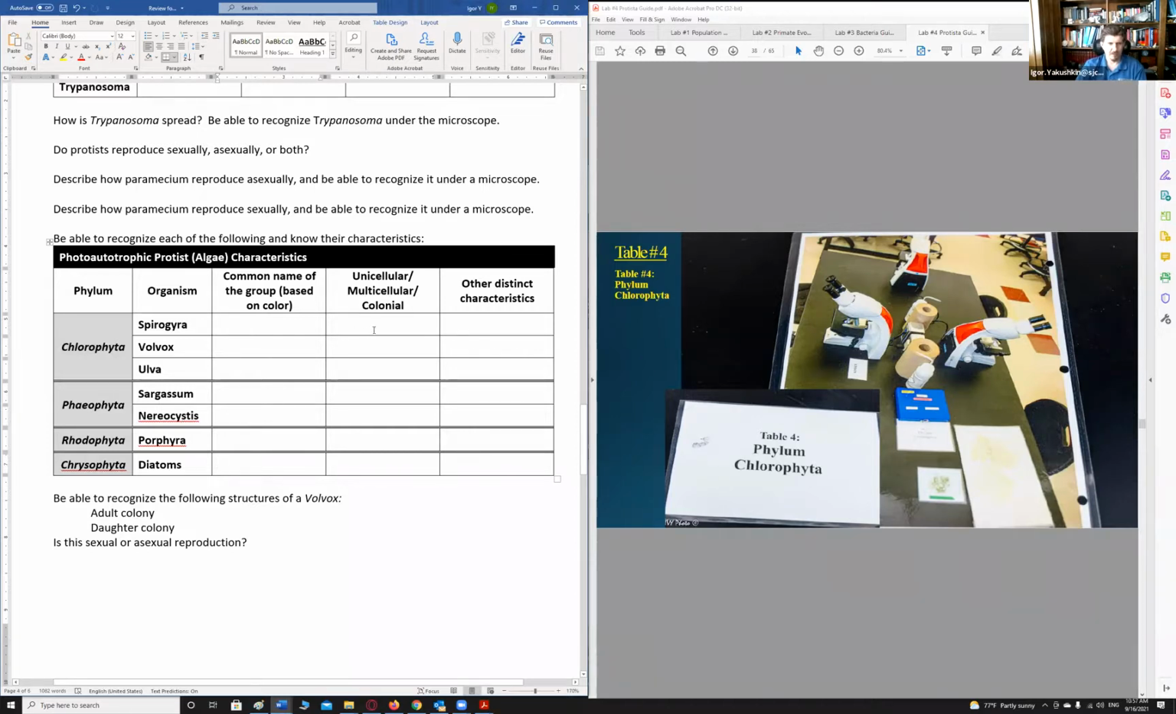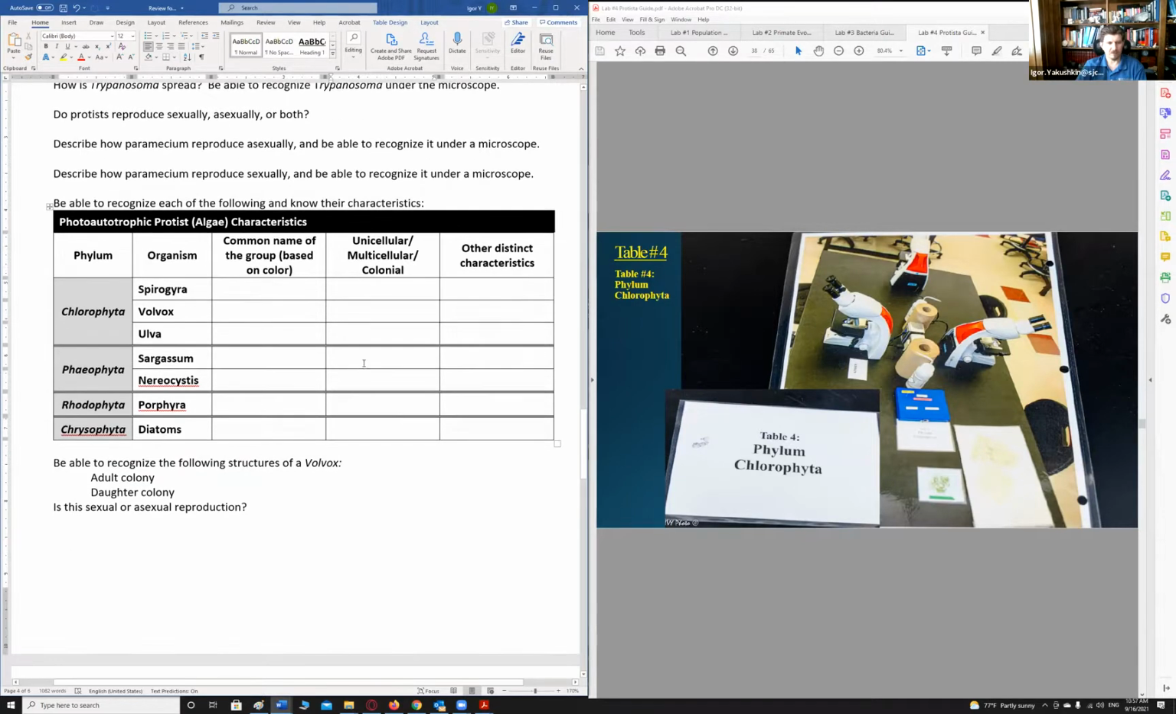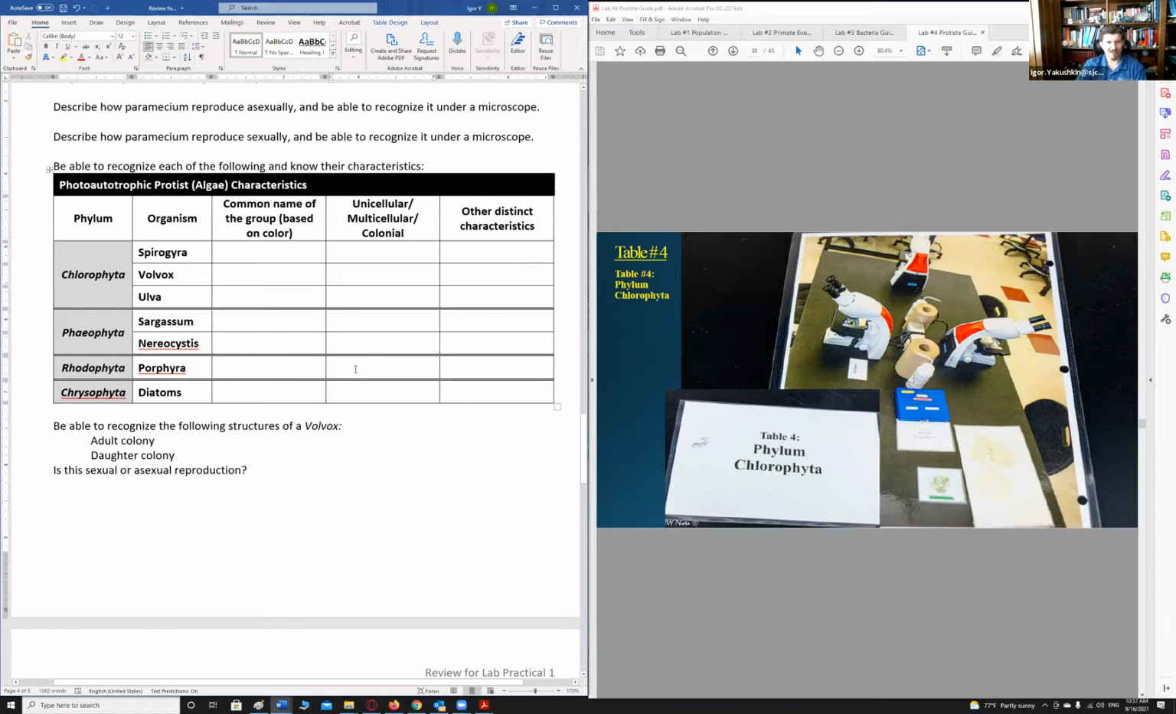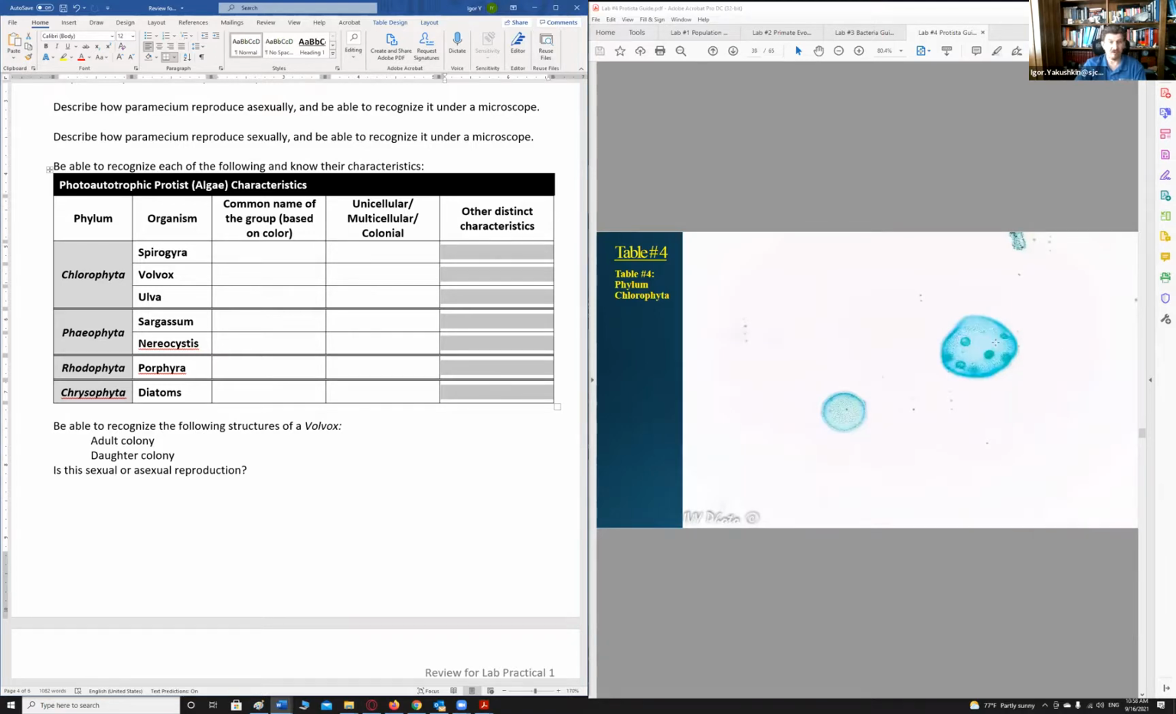Spirogyra is multicellular. Volvox is colonial. Ulva is multicellular. Sargassum and Nereocystis are multicellular. Porphyra multicellular. Diatom single cell. And any kind of characteristics you need to write down, for you, not for me, for yourself, so you will be able to recognize them whenever you see the picture of the Volvox, for example.